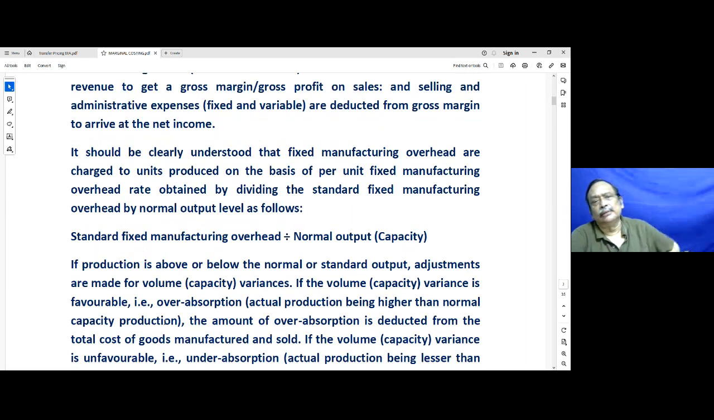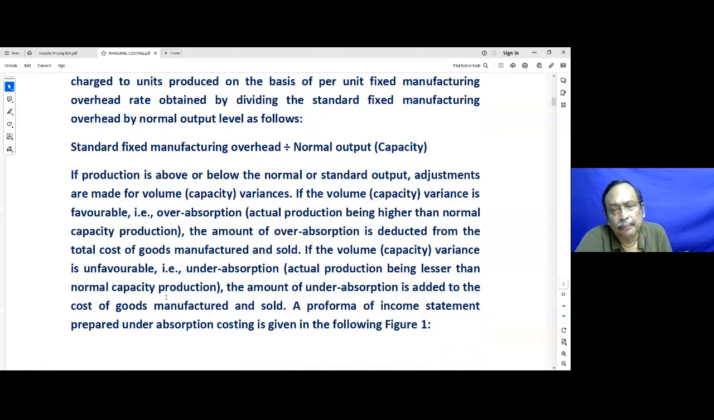It should be clearly understood that fixed manufacturing overhead is charged to units produced on the basis of a per unit fixed manufacturing overhead rate, obtained by dividing the standard fixed manufacturing overhead by normal output level. So we get per unit fixed manufacturing overhead by dividing standard fixed manufacturing overhead by normal output, that is capacity. If production is above or below the normal or standard output, adjustments are made for volume, that is capacity variances. That we are going to discuss in standard costing with reference to fixed overhead.